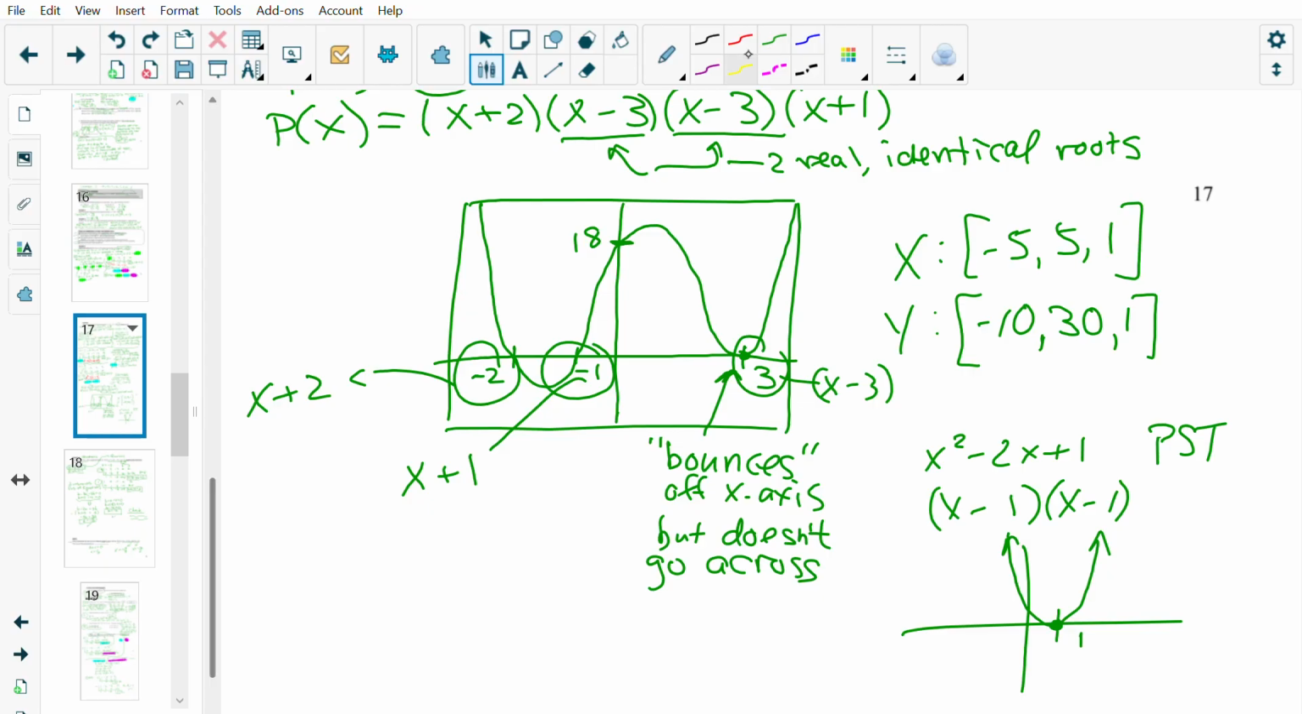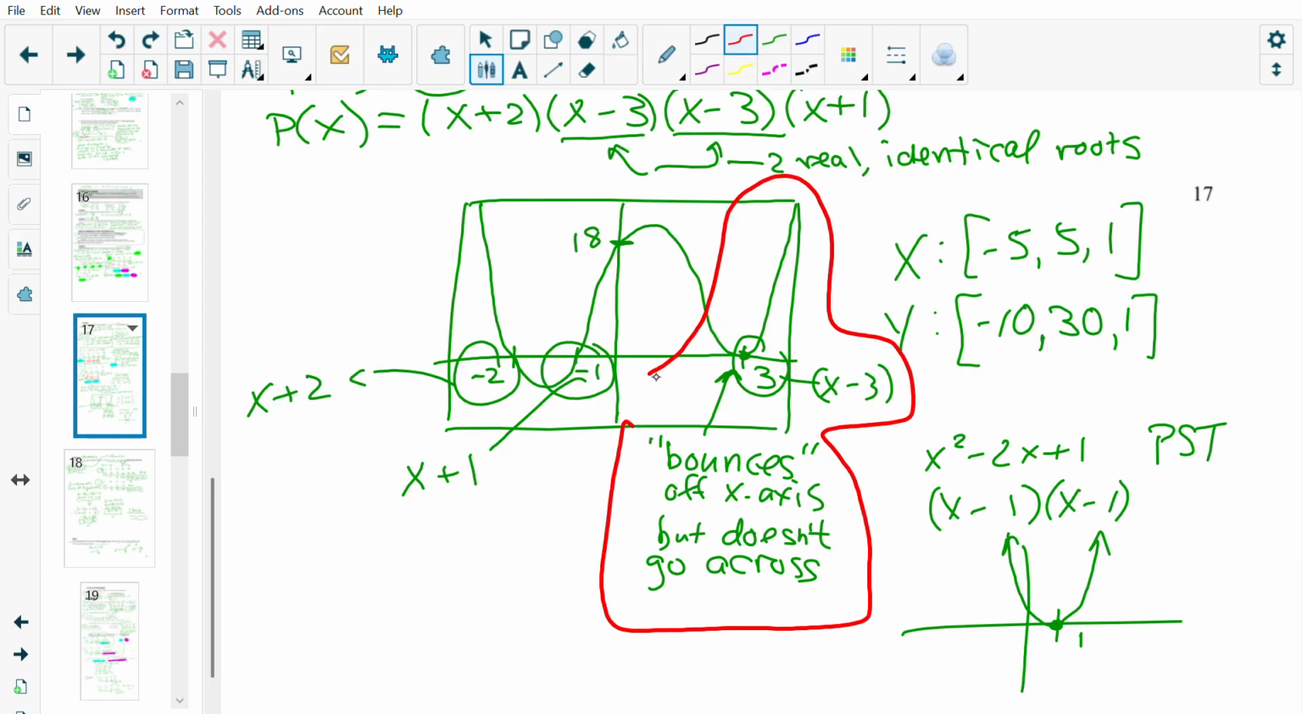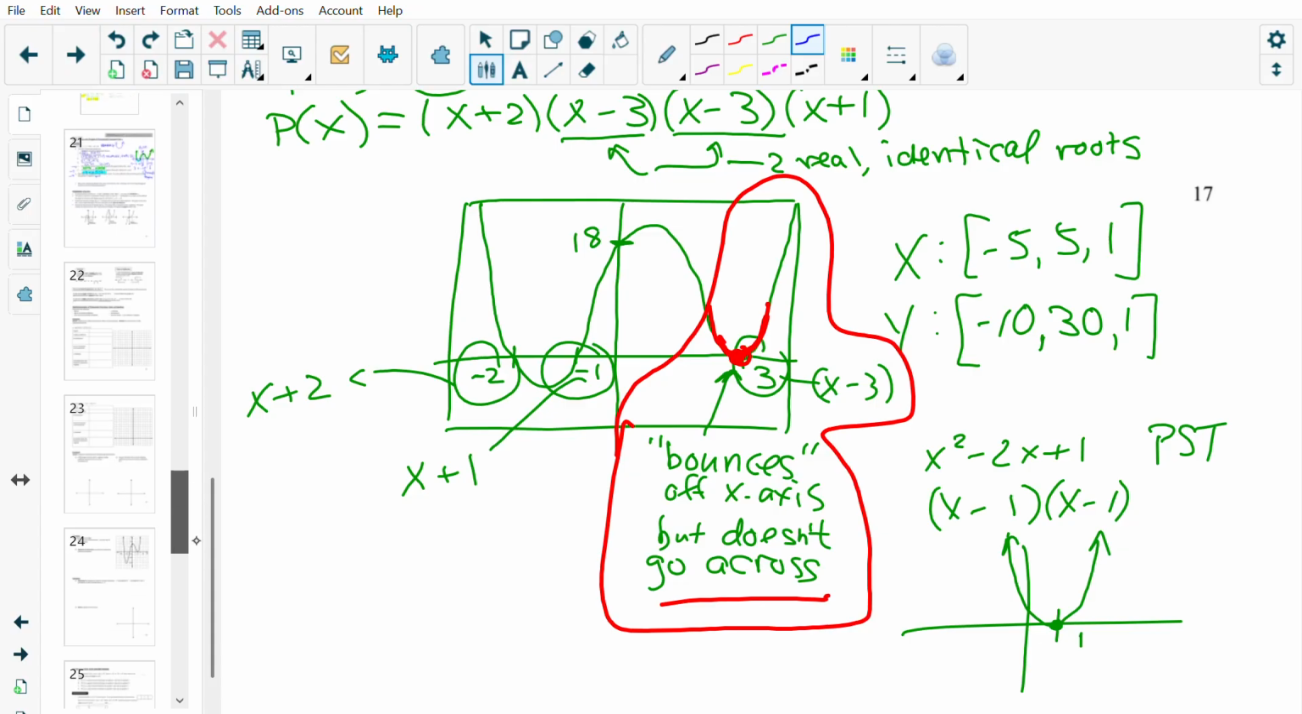Oh, here we go. Bam. Bounce. Remember this? Right here, where the graph looks like it bounces off the x-axis. It doesn't cross, right? It's a point of tangency. We'll talk about that a little later, but remember this example if you kind of turn back in your notes. Okay, let's go back.